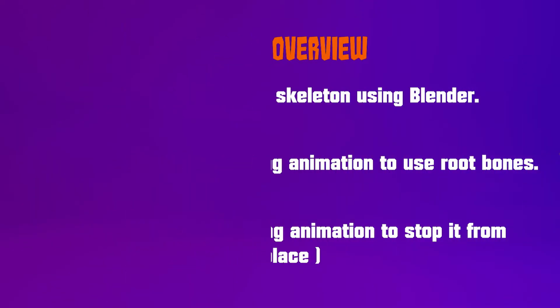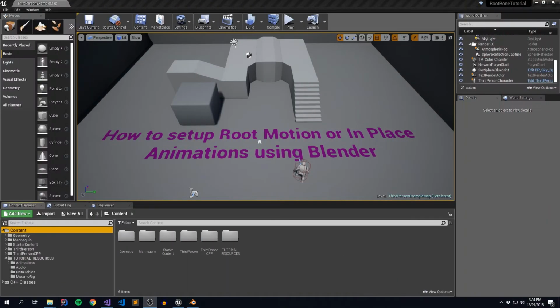So, let's get started. Alright guys, so let's start taking a look at how to configure our animations so they just work a little bit better, either by using root motion or adding in root bones to our characters, or by doing in-place animations. And we'll look at how we do all of that in Blender in a second, but first let's look at the problem.